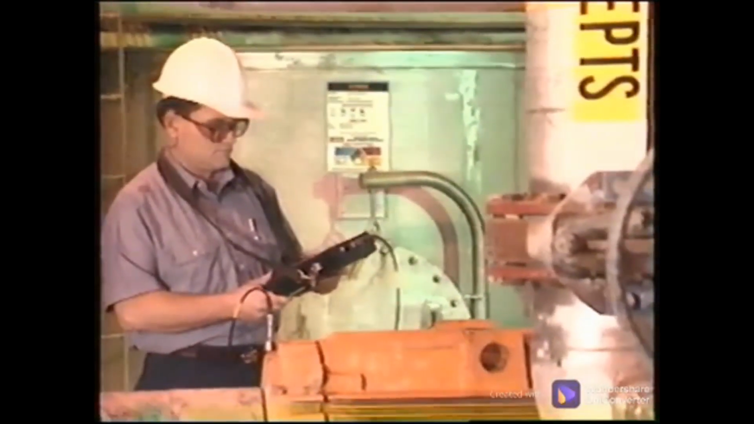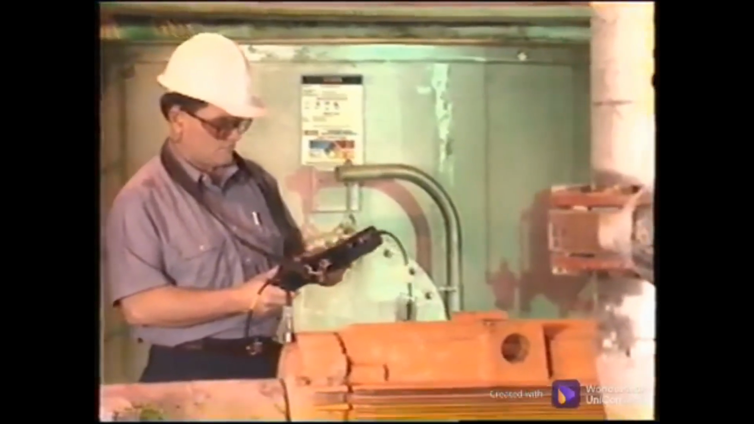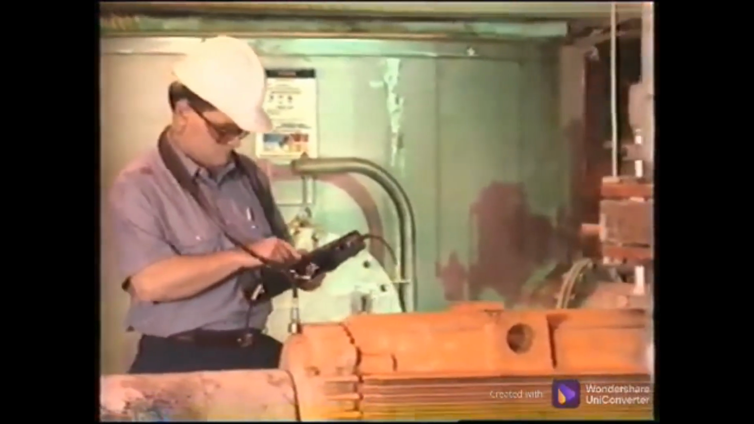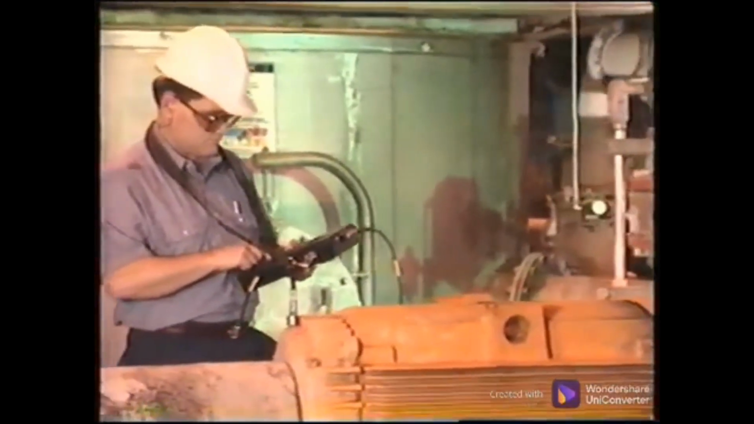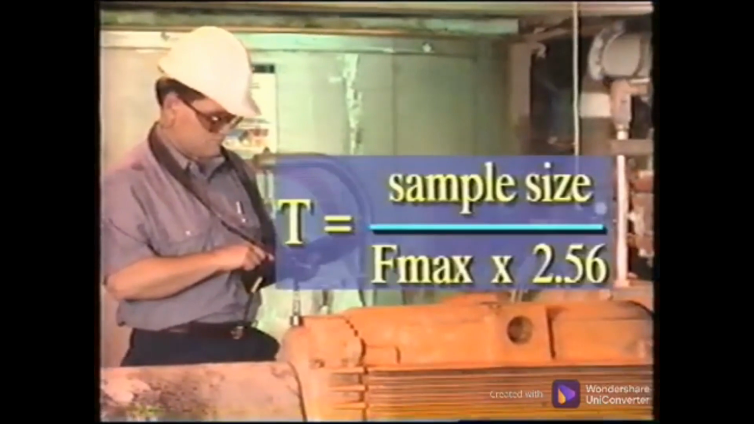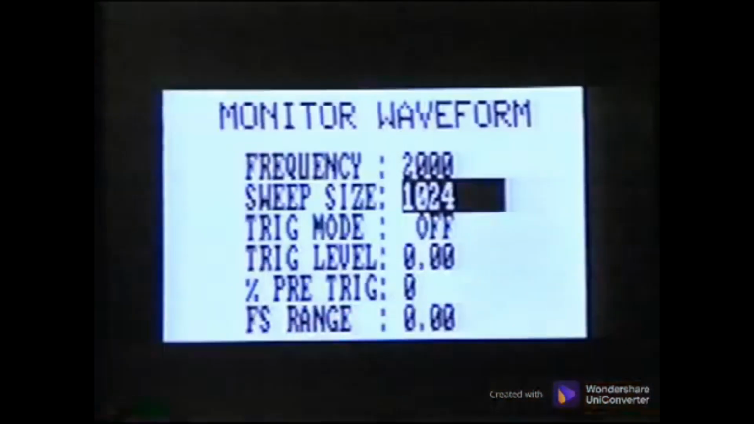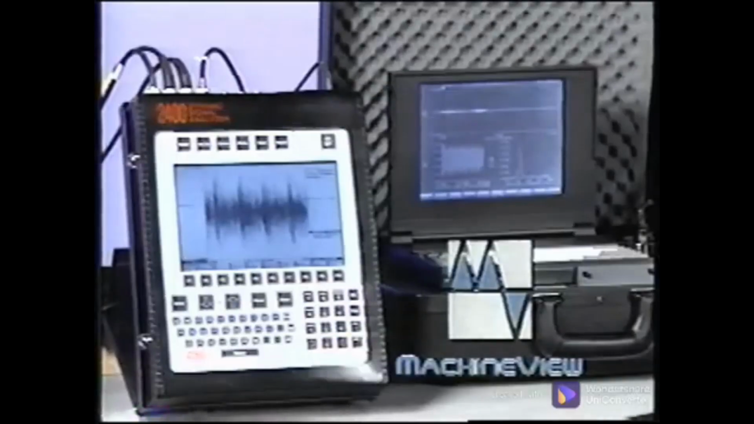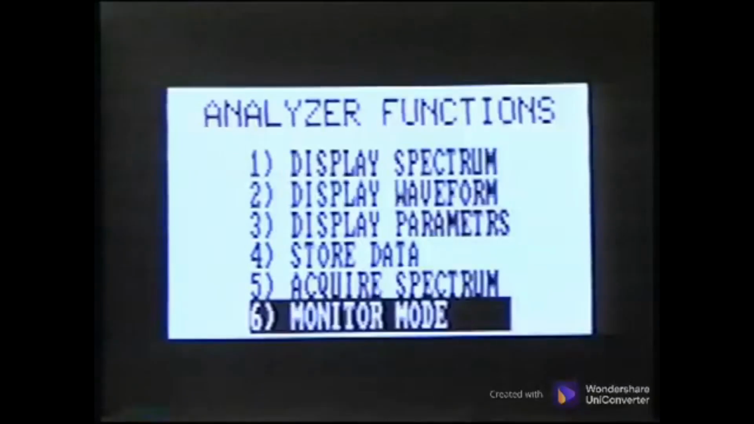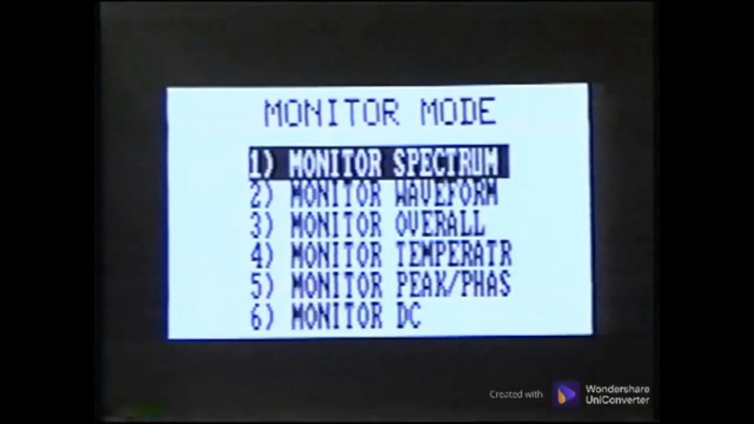Equipment that has turning speeds of 30 to 60 hertz may have only an eighth to a half second of time in the waveform. The length of time in the waveform is defined as the sample size divided by the maximum frequency times 2.56. The sample size is the number of data points in the waveform. In some analyzers, the maximum number of points is 1024. Other analyzers may be able to store more than 16,000 data points for the waveform. The maximum frequency is the highest frequency to be included in the waveform or spectral data.